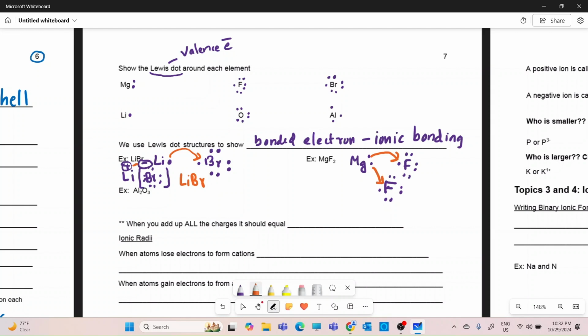It's donated to that. So as a result, magnesium lost 2 electrons, so that will become a positively charged ion, and fluorine got 8 electrons. There are 2 fluorines. One fluorine becomes 1 minus and the other one also becomes 1 minus. So as a result, we can write there is 1 magnesium and 2 fluorine. That compound will be MgF2.